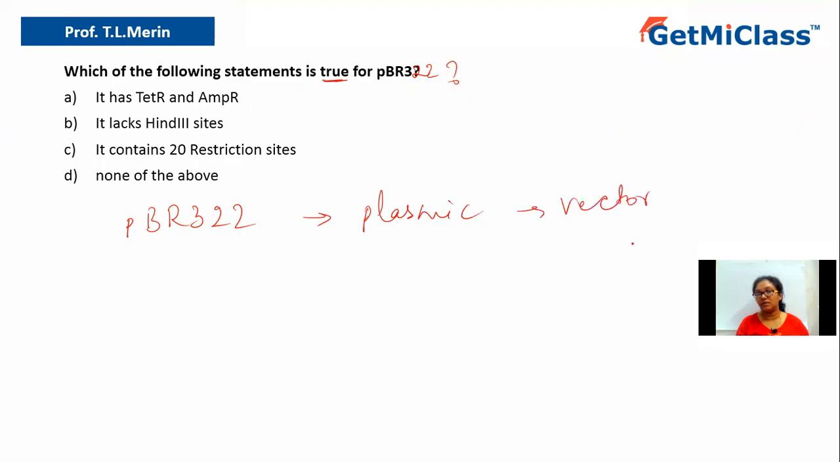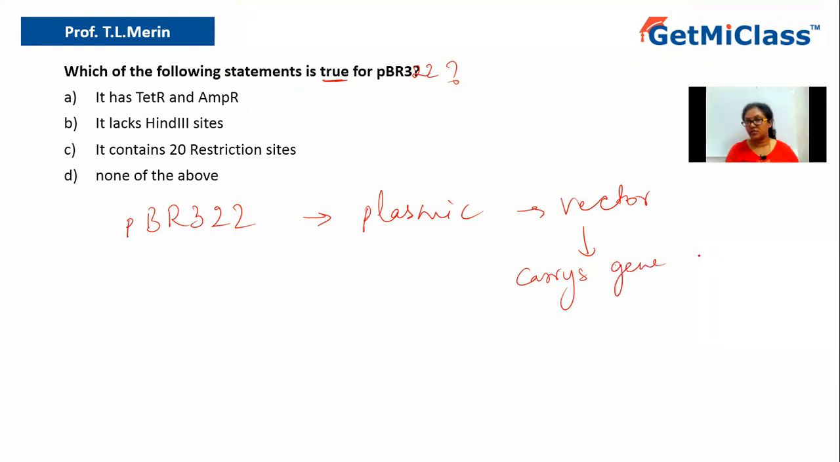What do you mean by vector? It has the capacity to carry the foreign gene, or the gene of interest. The gene of interest can be inserted into pBR322 because it has multiple cloning sites. When we say cloning sites, that means we can clone the gene of interest at these sites.